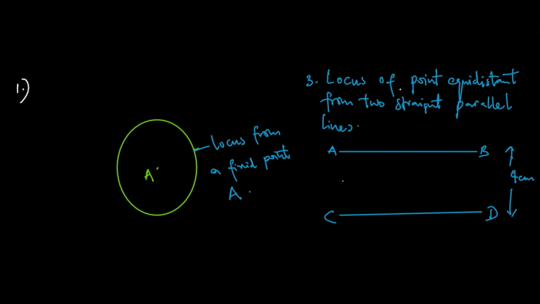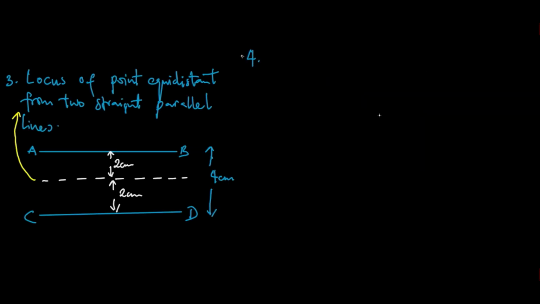Suppose the distance between AB and CD is 4 centimeter, so we have to divide it into 2 equal parts, so that from AB to our locus will be 2 centimeter. From CD to our locus will also be 2 centimeter as well. So that middle is our answer, is the locus. It can also be in this way.